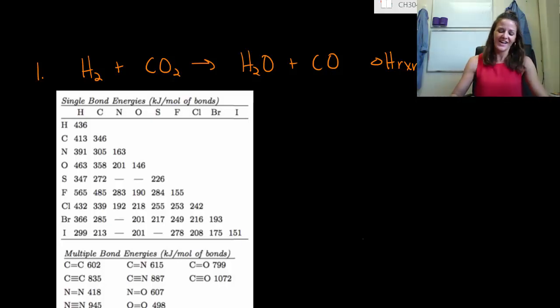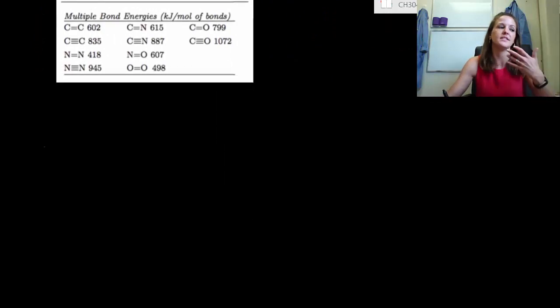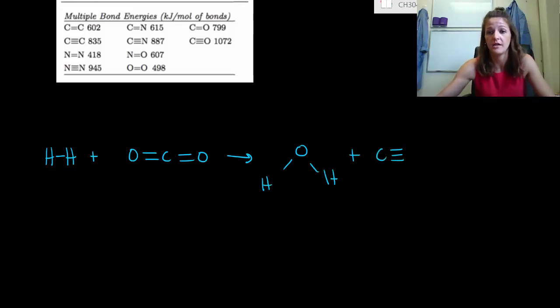All right, did you get an answer? Hopefully you did. And the very first thing that you have to do is draw this out. Okay, so we know that we have one hydrogen reacting with one carbon dioxide, and then it's creating one water and one carbon monoxide. So if you can't even draw these Lewis structures, you have no shot of getting this answer correct, okay? So I need to make sure that you understand that, so hopefully you do.